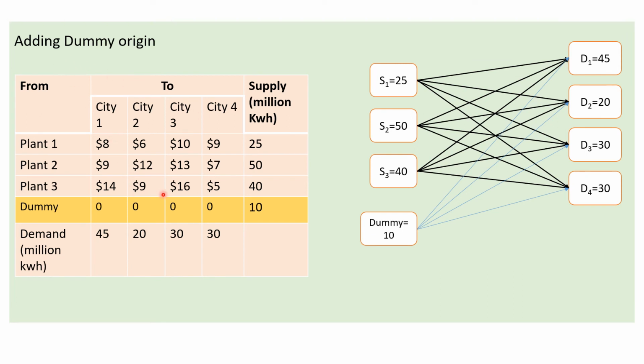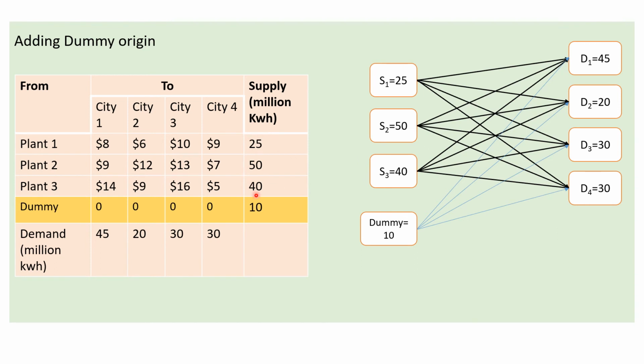So let's first check whether this problem is balanced or unbalanced. When we add this, 45 plus 20, 65, plus 30, 95, plus 30, 125. This is the demand. The demand is 125. Let's add the supply. 25 plus 50, 75. 75 plus 40, 115. So it is 115.